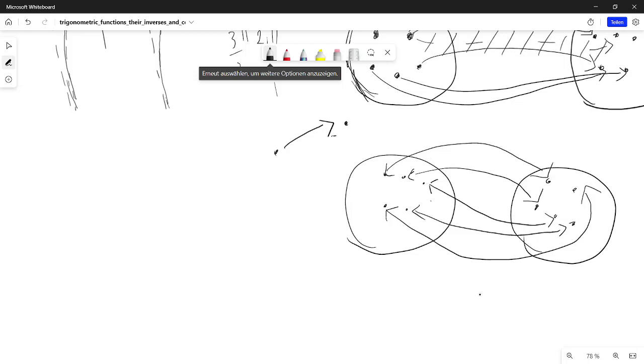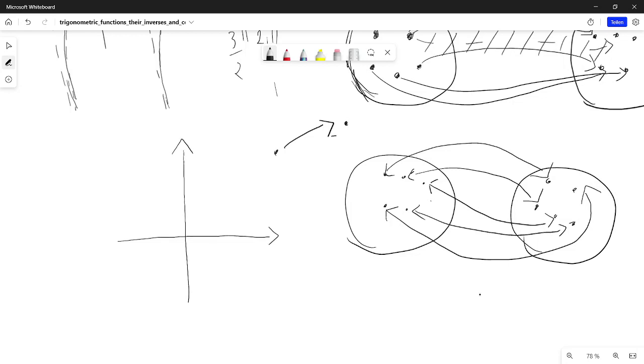We are not satisfied with that. We are actually interested in functions that go from whole intervals or from the whole real line, right? Because that's the usual case. Let's think about it. How could we figure out what functions would be especially nice in this case?